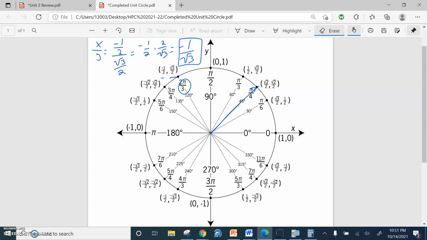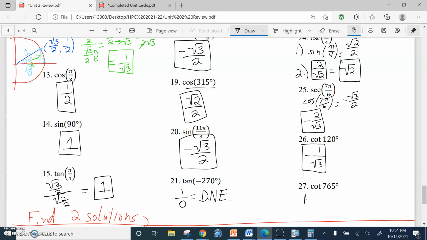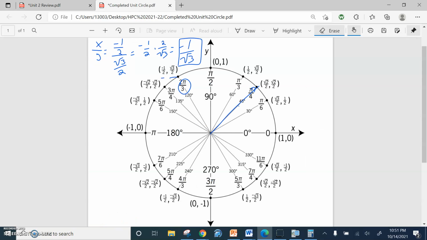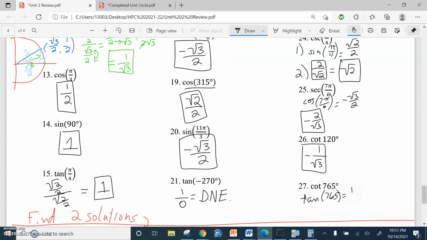So again, step 1, take tan of 765. And tangent of 765 is the same as tangent of 45 degrees. What we get is just root 2 over 2 divided by root 2 over 2. So that number is just 1. And then we can take the cotangent of that, which we take 1 over 1 and flip it, we still get 1 over 1. So there you go, that's 27.